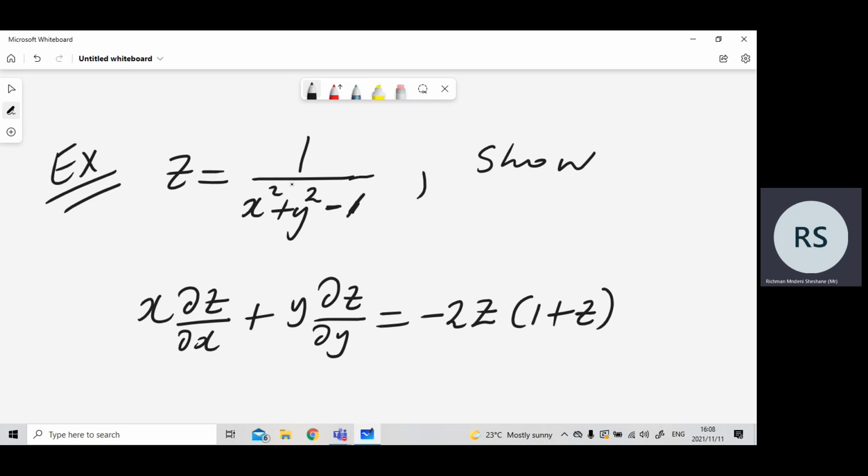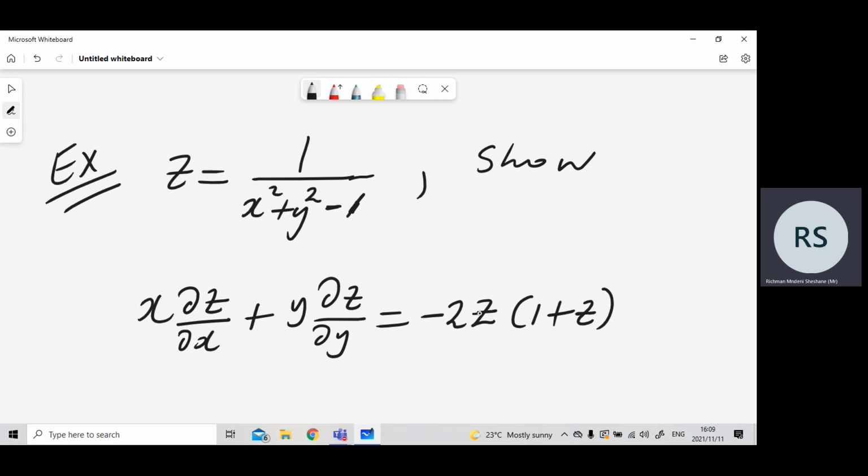You're given z. z is a function of x and y. You want to show that x times the partial derivative of z with respect to x plus y times the partial derivative of z with respect to y is equal to minus 2z all into (1 plus z). So what you'll do, take the left-hand side. You see on the left-hand side, you need the partial derivative with respect to x and with respect to y. And then you're going to find those partial derivatives from the z that is given, and then show it's equal to the right.